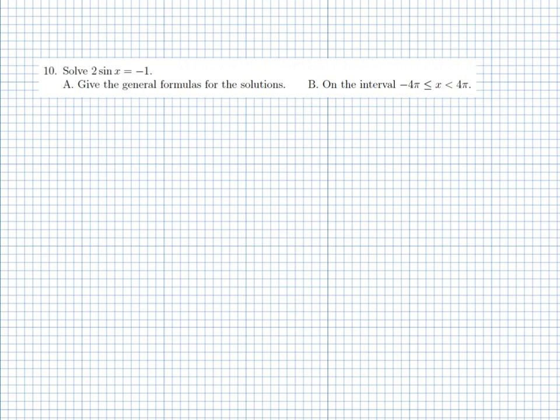Now we're going to start working on the equations that are needed to be solved for this review. We're going to start with number 10, 2 sine x is equal to -1. By dividing both sides by 2, we see that sine x is equal to -1/2.